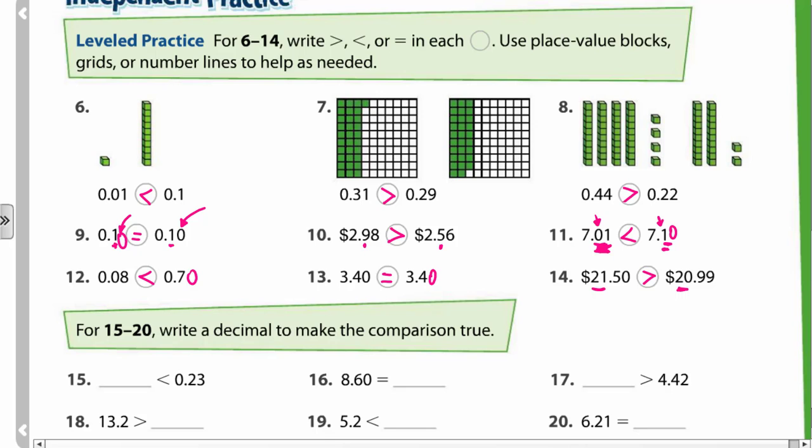Okay, the next question. In these questions, we need to write decimals, so your answer may be different. For these questions, you can write different answers, but here we will see some correct answers.